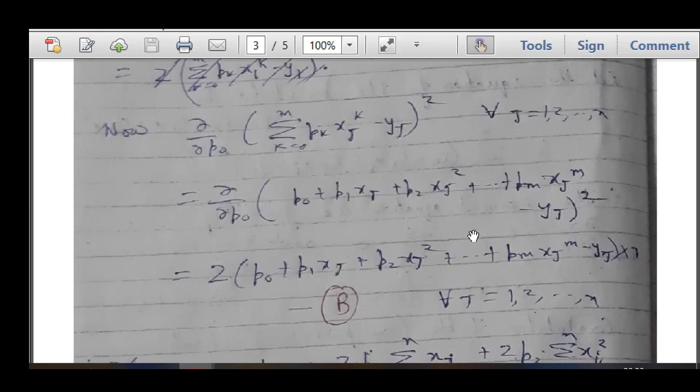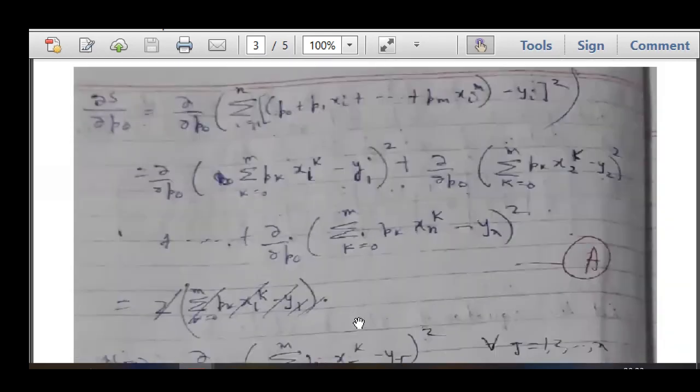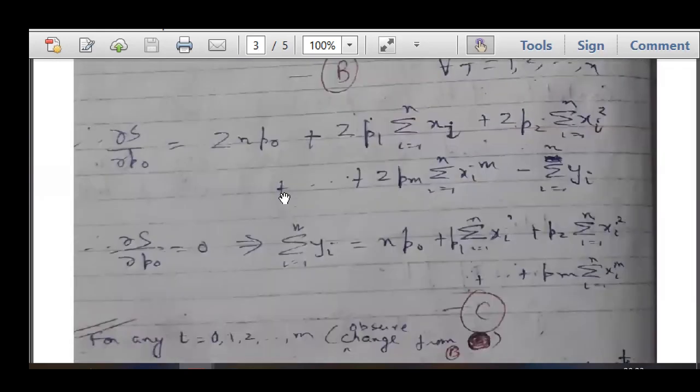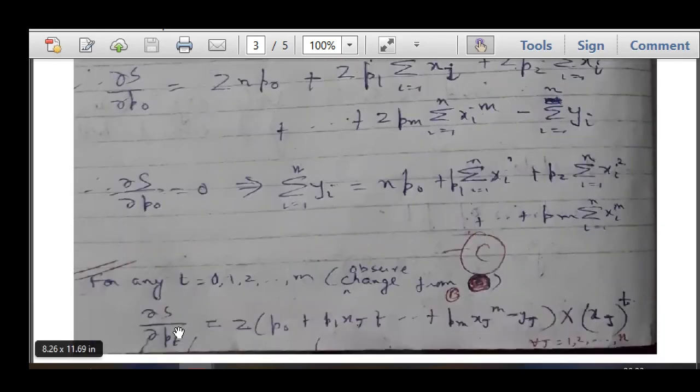So you can just find out and plug it in here. Once you plug it in here, you will get this expression. It will be better if you check it on your own. Okay, I'm just giving the hint. So del s del p0 equal to 0 will ultimately give you this form. Similarly, for any del s del p j or del s del p t, where t is running from 0, 1, 2 up to m, you will get anything like this.